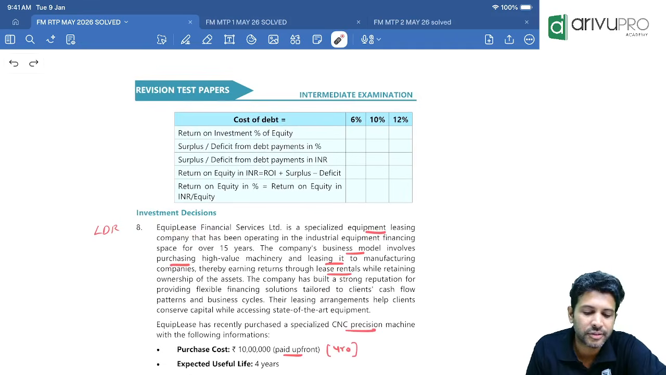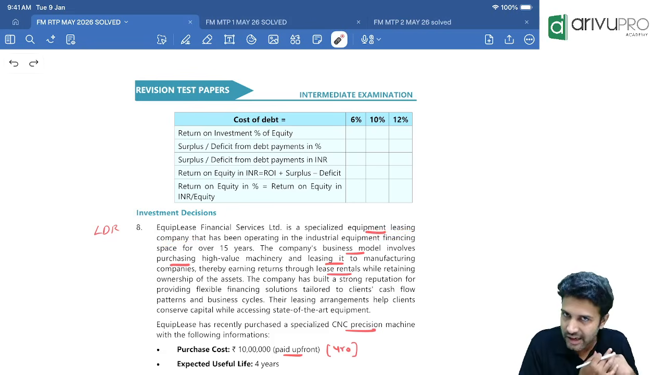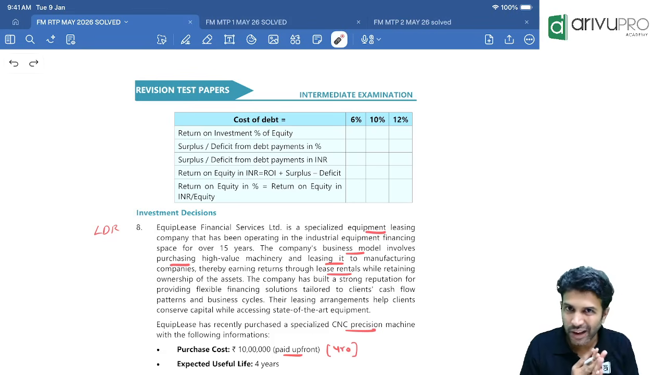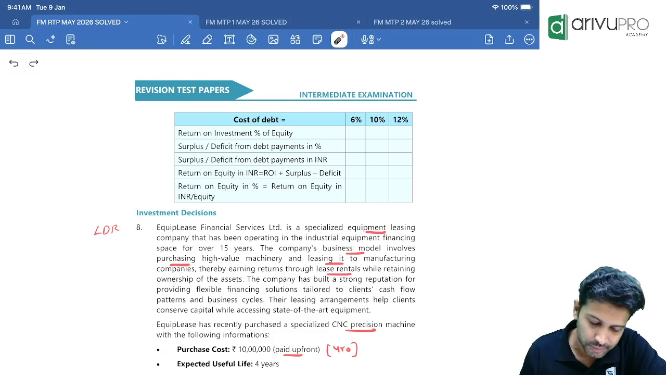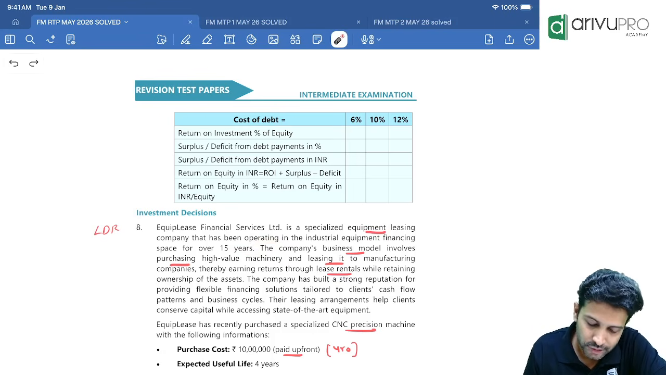Equip Lease of Financial Services is a specialized equipment leasing company. So what we do is we buy the asset and we give it on lease. That's how we operate. That's our main line of business. We have been operating for 15 years. The business model always involves purchasing high machinery and leasing.